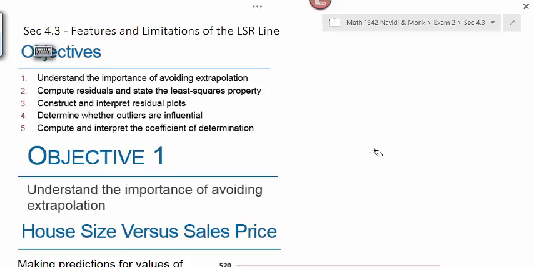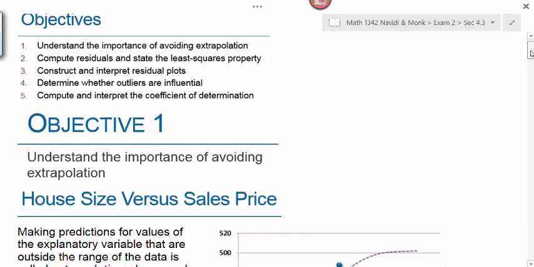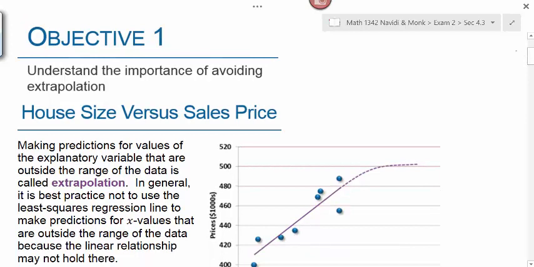All right, section 4.3 is features and limitations of the least squares regression line. There's 5 objectives in this section. I'm not going to take the time to read them all individually. The first one, though, I think is really important. That is understanding the importance of avoiding extrapolation.